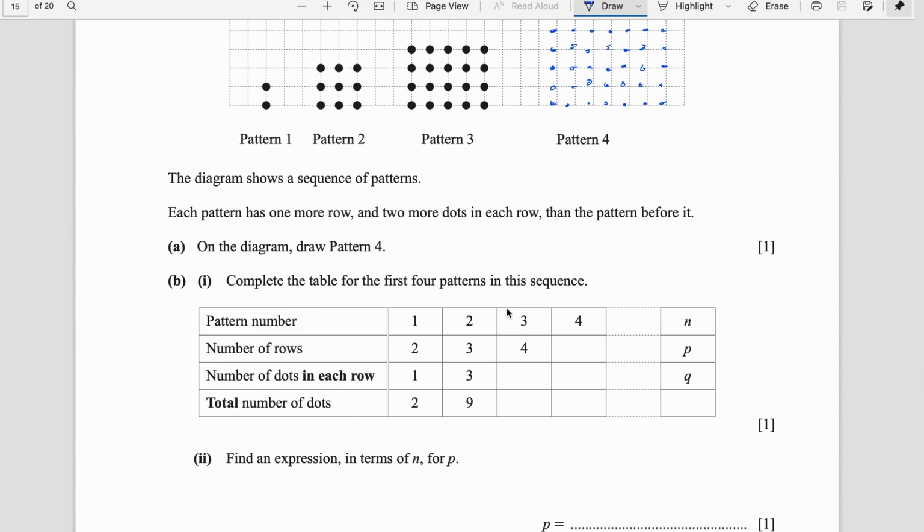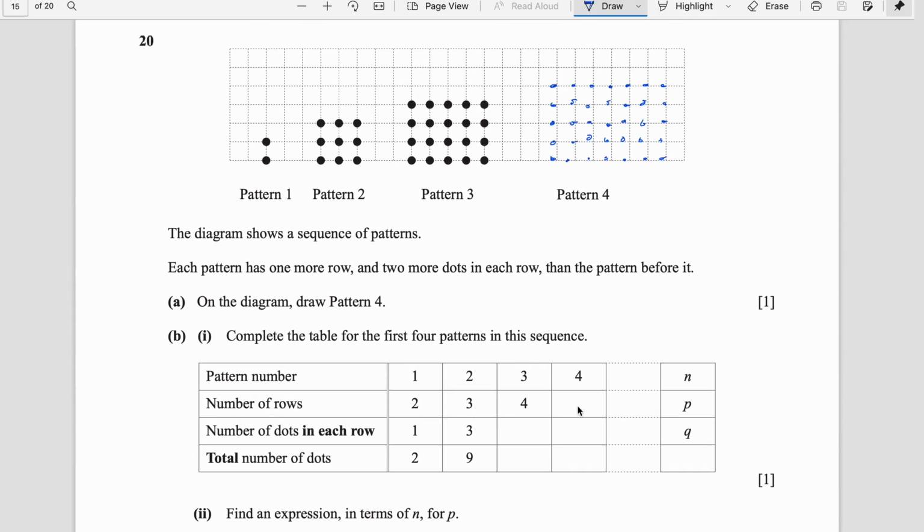Complete the table for the first 4 patterns in the sequence. Number of rows: 2, 3, 4 and 5. Number of dots each row has: it has 1, then 3, then 5, so 1, 3, 5 and 7. Total number of dots: you see 2, and 3 times 3 is 9, and 4 times 5 is 20, and 5 times 7 is 35.